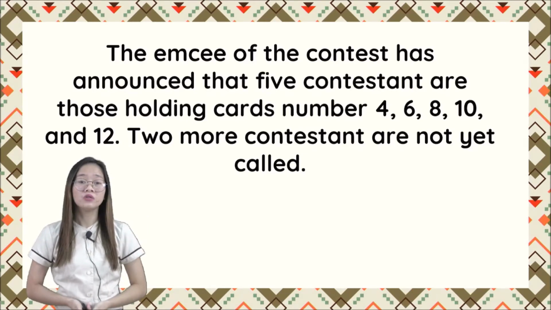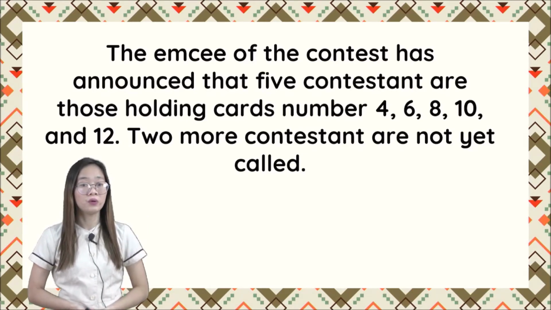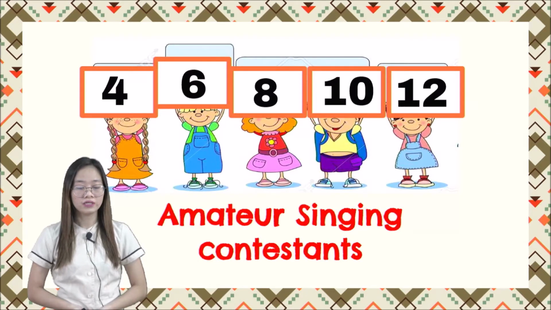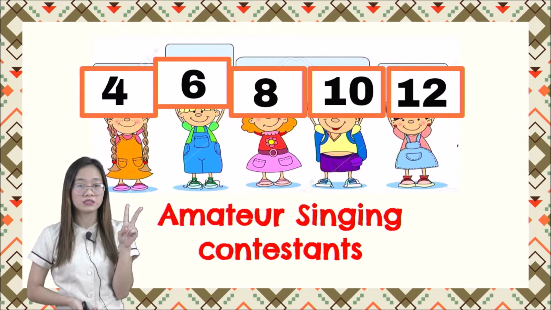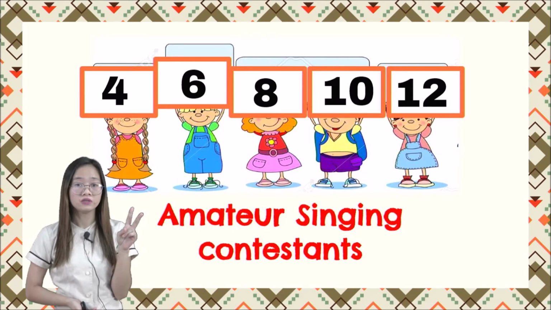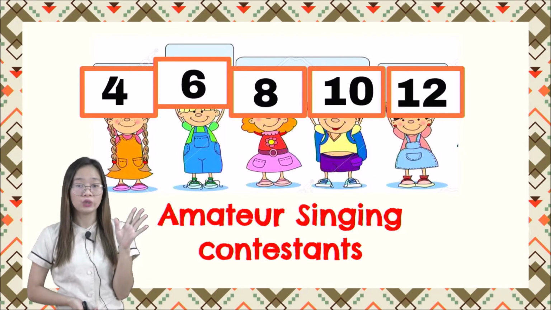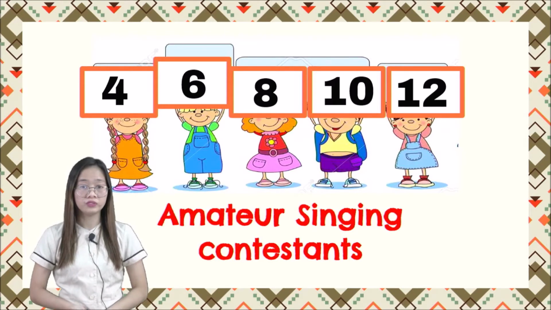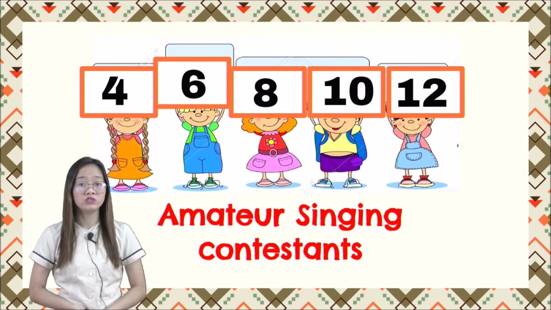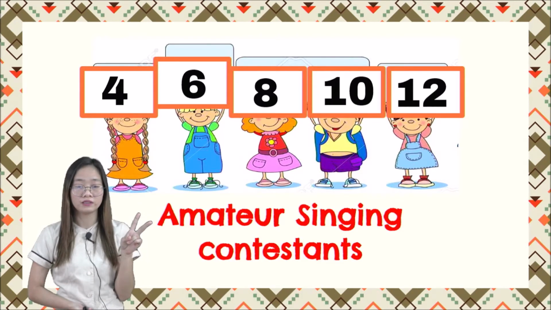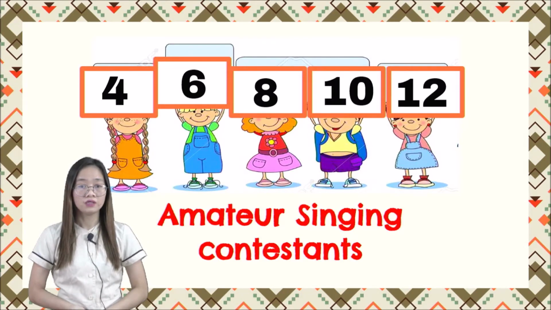Now, kids, 2 more contestants are not yet called. So we need 2 more contestants. That is the problem, class. The given contestants are number 4, 6, 8, 10, and 12. As you can see in the picture, those are the 5 contestants already called by the MC. Now we need 2 more contestants to complete the contest, okay?